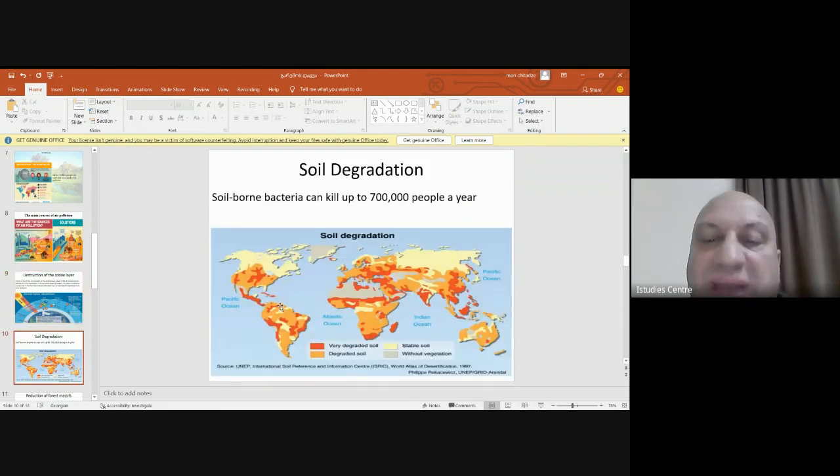With regard to soil degradation, we can see on the map those territories which especially suffered as a result of farming, etc. Besides, there are some other huge territories which are covered by deserts. I mean the Sahara Desert, for example, the Karakum Desert in Central Asia. You can see here, the central part of Australia is also covered by deserts. But in general, it is dangerous, as soil-borne bacteria, for example, can kill up to 700,000 people per year.